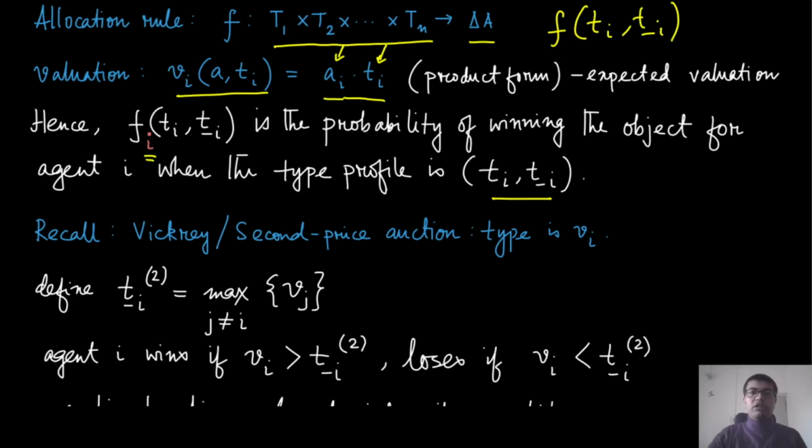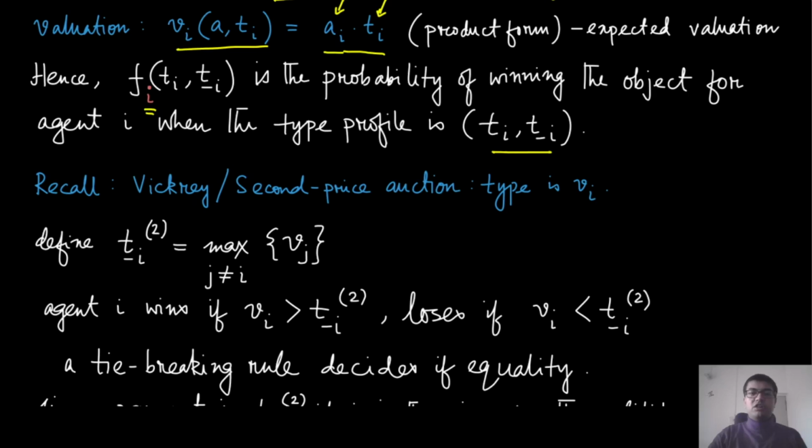Now if you recall the Vickrey or the second price auction setup, there the type is actually the vi, so the valuation for player i. I mean, we are just using two different notations, ti and vi. They can be used interchangeably. They all mean the same.